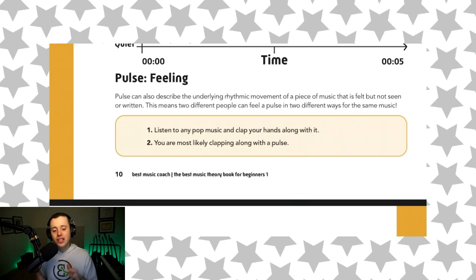So because pulse is subjective, that means you might feel a pulse different from how I feel a pulse, and we both feel a pulse different than someone else feels a pulse. Many different people can feel different pulses from the same music. So we're going to do a little experiment here so you can really understand and get a feeling for this second meaning of the word pulse.